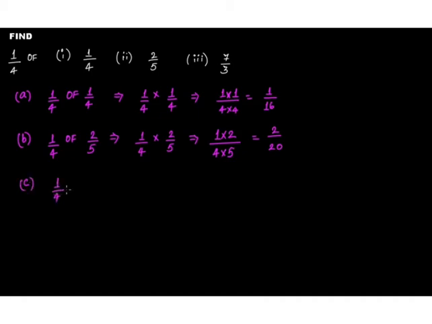And the third part is 1 by 4 of 7 by 3. This will be equal to 1 by 4 times 7 by 3, and this will be 1 times 7 divided by 4 times 3. 7 divided by 12.